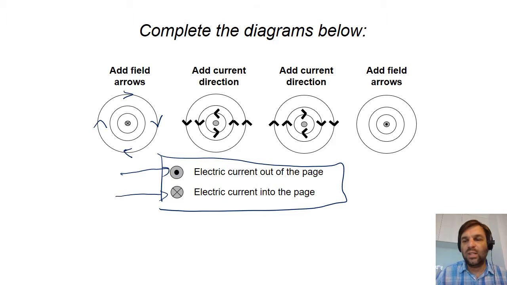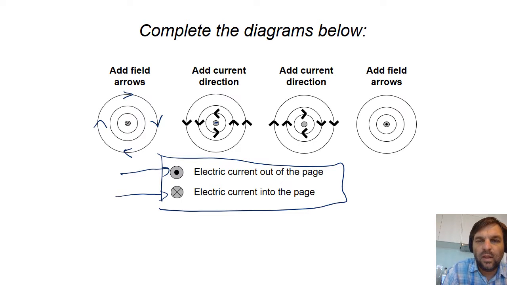Okay, and then for the second one, we said to add the current direction. So we are basically putting our hands around so the current is going this time anti-clockwise, so it means it must be coming towards us, I hope. We're going to check, of course, if we're right very soon. So it's going to put a little dot in the middle.